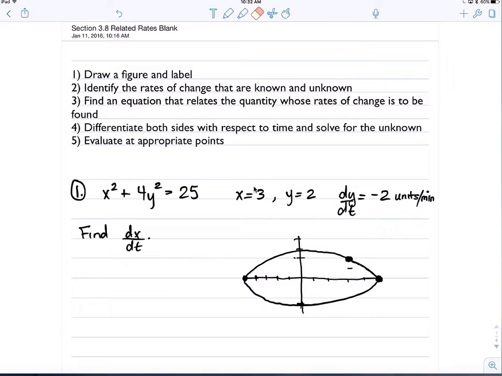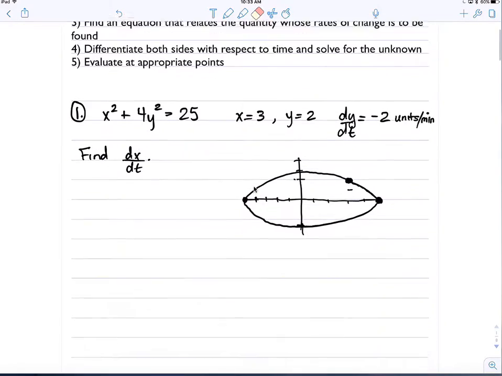So the first one is just a given equation. It's x squared plus 4y squared equals 25. They tell us that the value of x is 3, y is 2, and dy/dt, that's the derivative of y with respect to time, is negative 2 units per minute. That's all the given information. And then they tell us to find dx/dt.